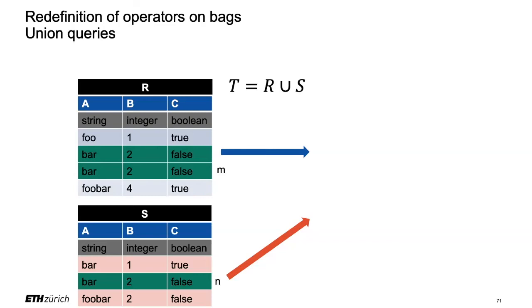Let me test if you get the thing. Imagine I have these 2 tables, R and S, and I have a record, bar 2 false, that is twice in the table on the left and once in the table on the right. More generally, it's m times in the table on the left and n times in the table on the right. How many times do you think I should have this same record in the result of the union, given m and n?